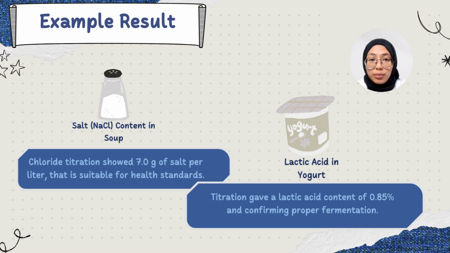And the last example is the lactic acid in yogurt. The titration of 10 milliliters of yogurt with 0.1 mol sodium hydroxide revealed a lactic acid concentration of 0.85% weight per volume. This confirmed the fermentation process was successful and the product is within acceptable acidity limits for quality control.